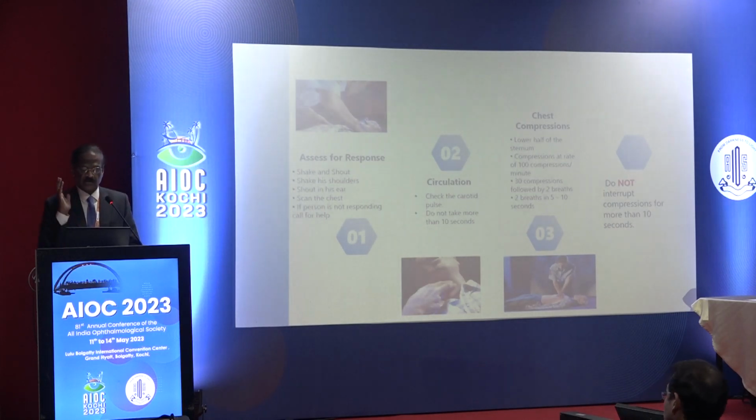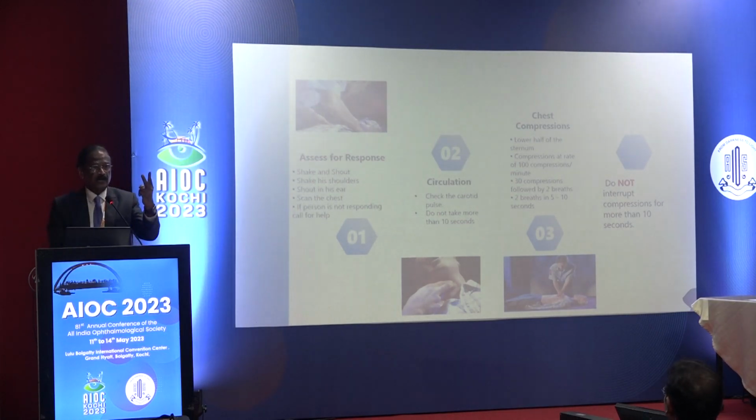Chest compression has to be done on the lower half of the sternum, at 100 to 120 compressions per minute, and for every 30 compressions, 2 breaths have to be given. 30 compressions, 2 breaths, repeated for 5 cycles. These 5 cycles make one round, which should be done in 2 minutes.